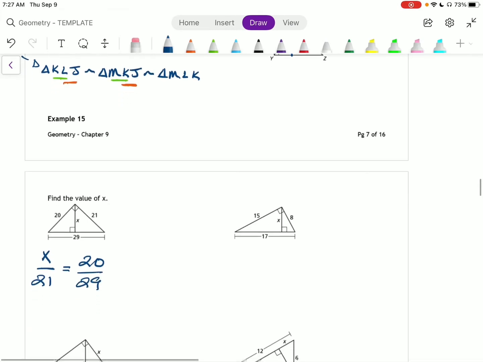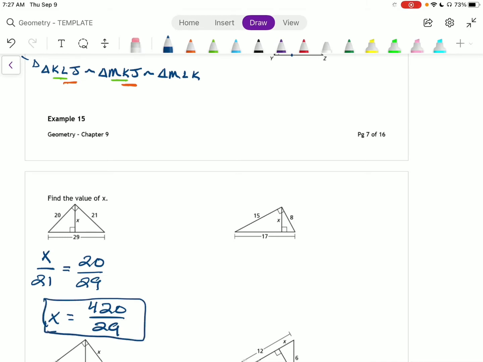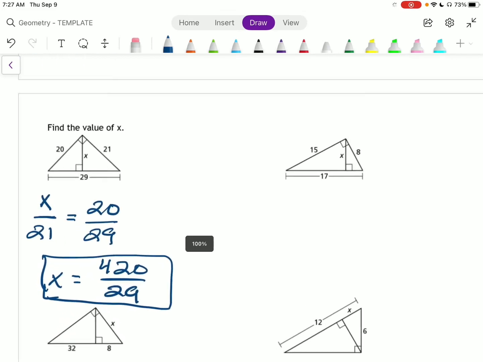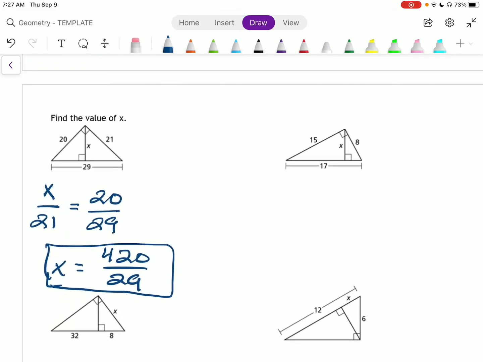Whenever I type this in my calculator, I get x equals 420 over 29, and we will leave it as a fraction there. Next up, another problem. This one's set up in a very similar way. Let's see if we can find a way to generalize these.